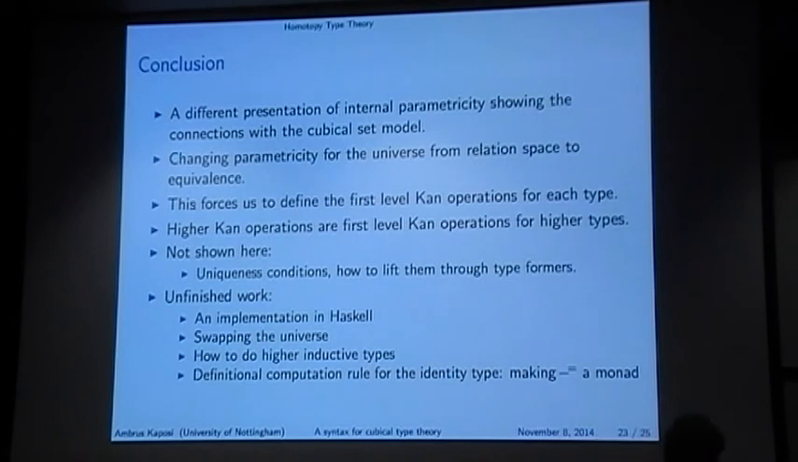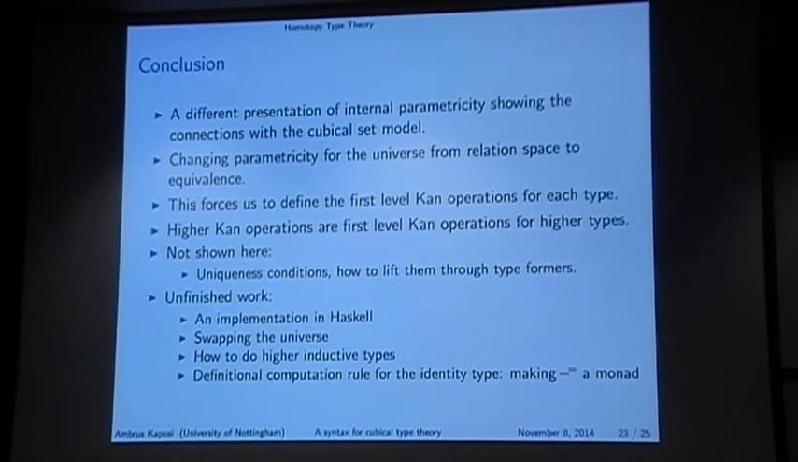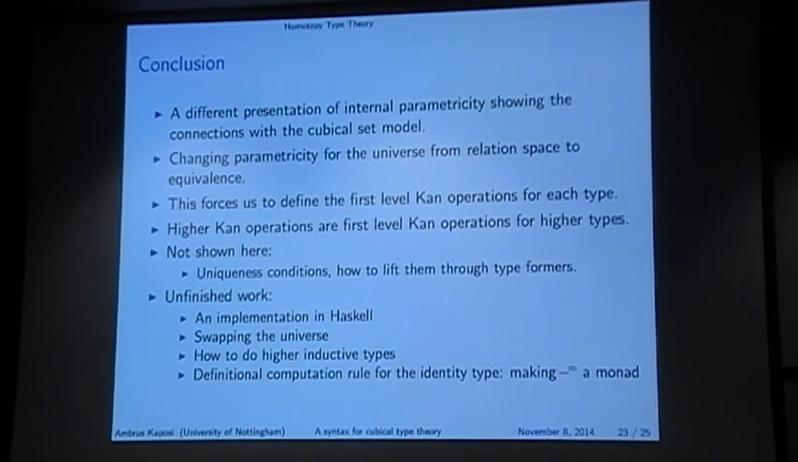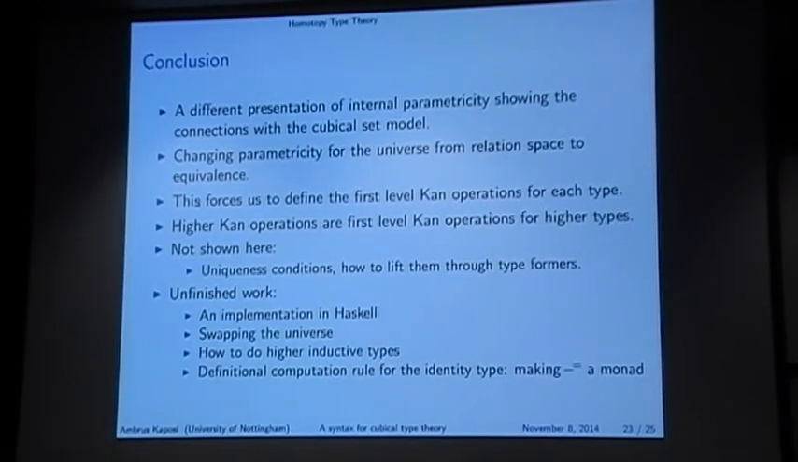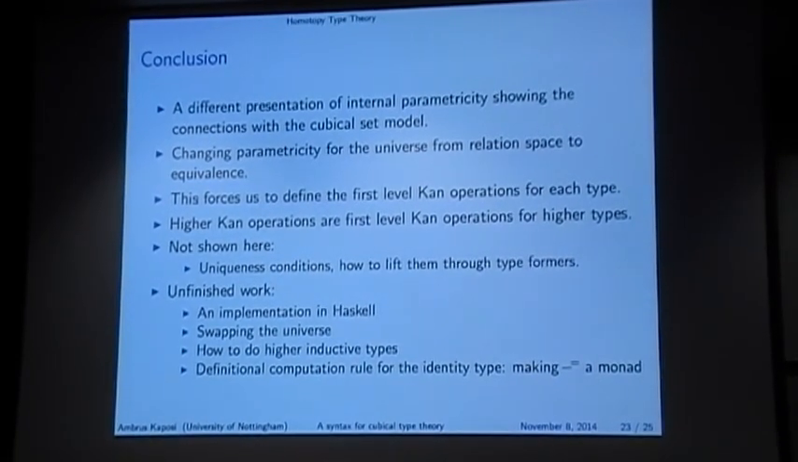Hopefully definable by other means, and I haven't shown how to do that. We not only have to define the coercion and coherence for pi and all the type formers, but also these uniqueness conditions. I haven't shown this, and currently we are working on an implementation of this in Haskell. The internal parametricity part is almost finished.